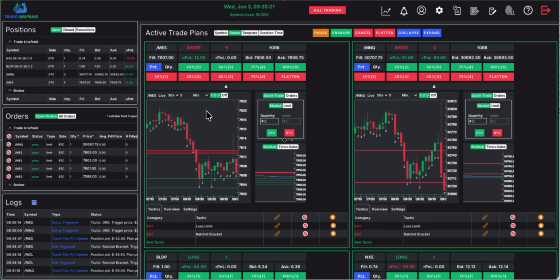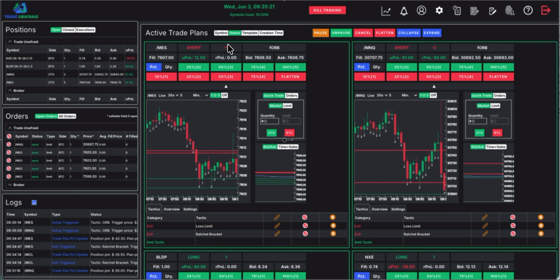MES triggered and entered, so it's short 5. MNQ is down to 2, and it got moved over to the right. But it's got 1 target left. It's locked in $60, and it's up 61 on the remaining 2 contracts. So when it's up to 80, I should say, it'll sell one of those 2 at 40. So it sold one at 10, one at 20, one at 30, and then 40 is the next increment, and then it'll trail the last one.